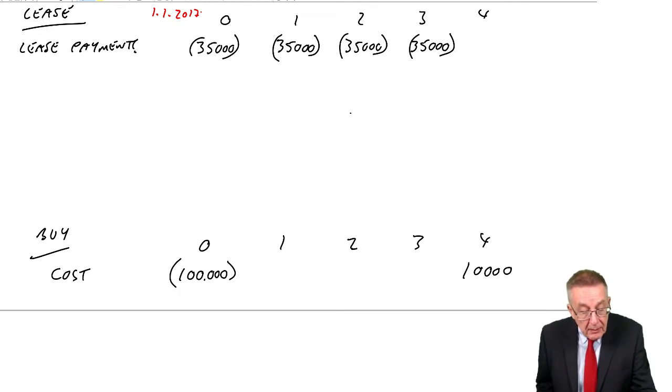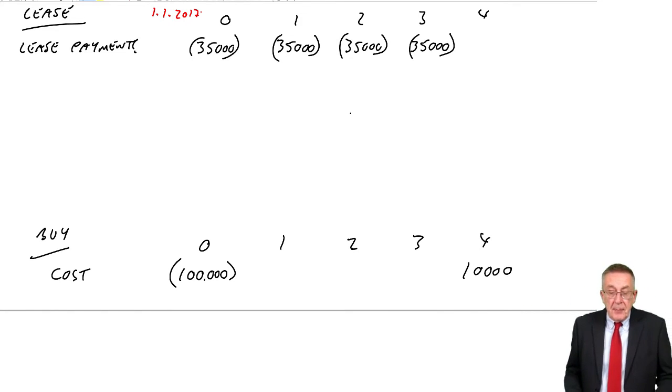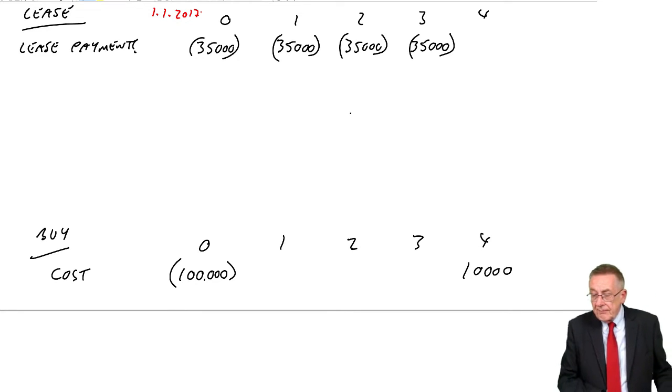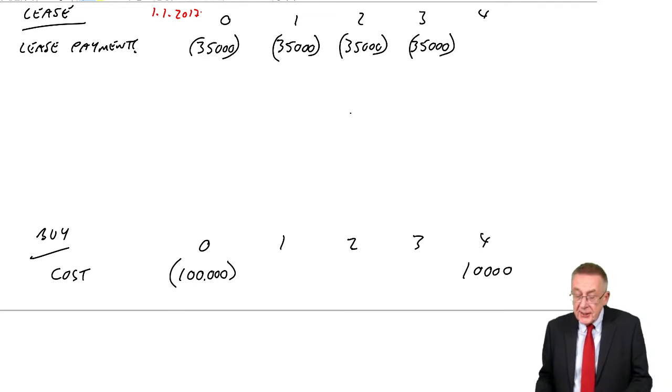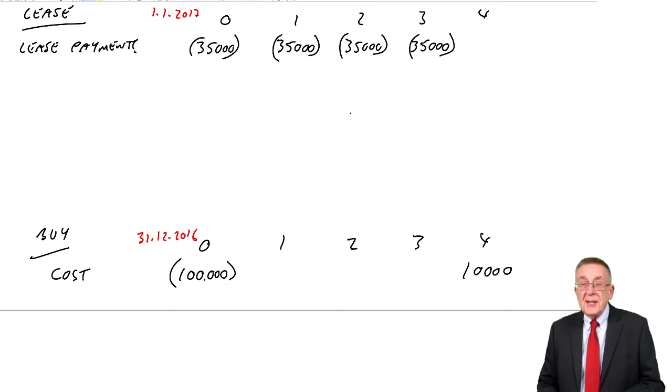When it says the alternative is to buy it, it says if we buy it, it can be bought on the last day of the current financial year. And of course, since we haven't yet made the decision, the current year is 2016, so we'd actually be paying for it on 31st December 2016.